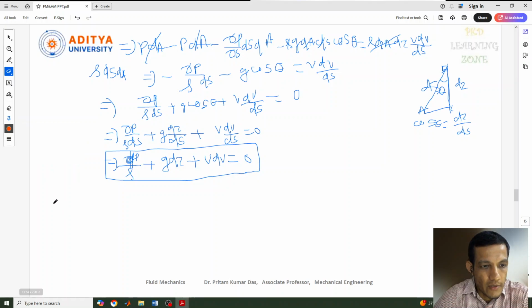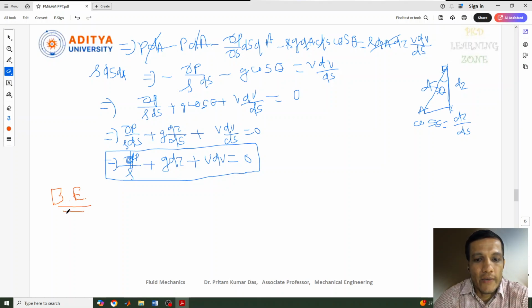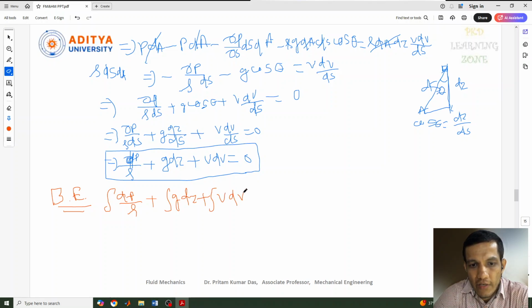I'll use something different. What I'll do is just integrate this equation, and we can get it from there. So: integration of ∂p/ρ plus integration of g dz plus integration of v dv equals 0. If you do the integration on this side, you will get a constant on that side.